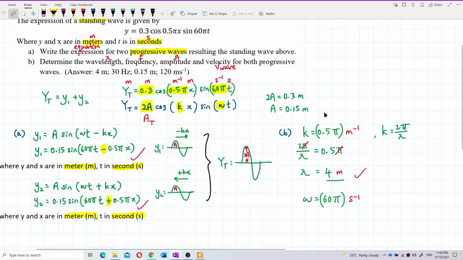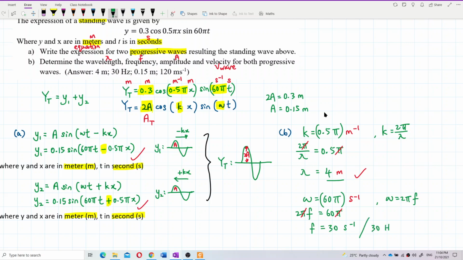You must write the unit. Don't just write the value without unit. Unit is important. If you get the unit wrong, you lose marks for your answer. We want to find frequency, isn't it? So omega we change to 2 pi f. 2 pi f is equal to 60 pi. So I can cut off the pi. And what's the frequency? 60 divided by 2, which is 30. Also per second, or we can change per second to hertz.